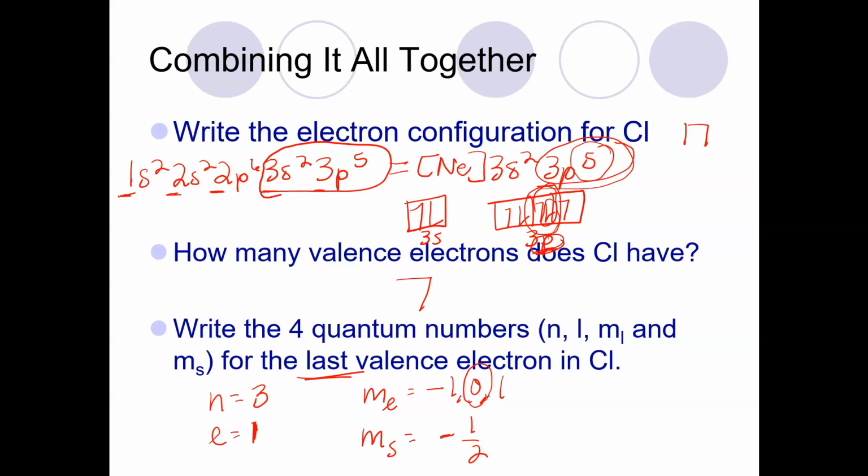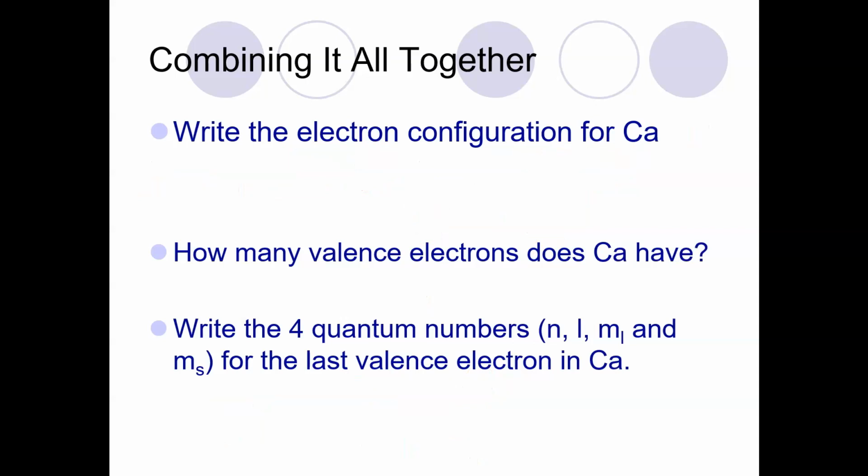Okay, so next. Same 3 questions, but for calcium. So first, the electron configuration for calcium. Again, I'm going to do it both ways. We're going to do the long way, we're going to do noble gas, and we'll even go ahead and draw the orbital diagram. So long way, 1s2, 2s2, 2p6.